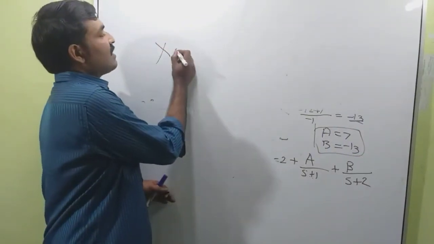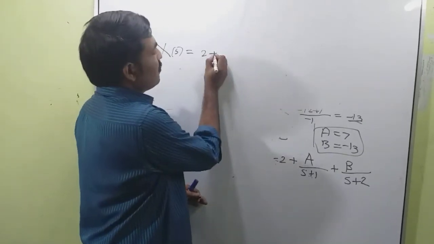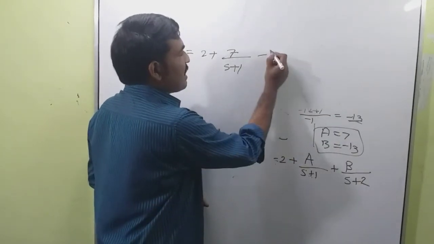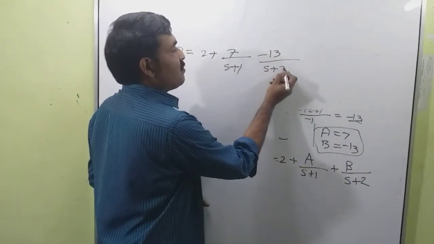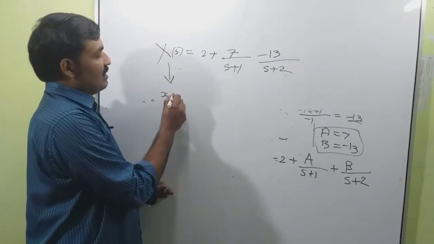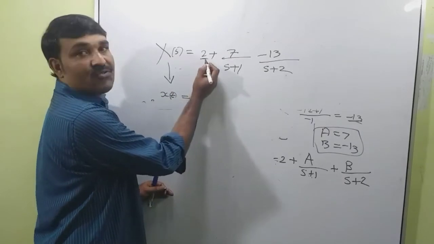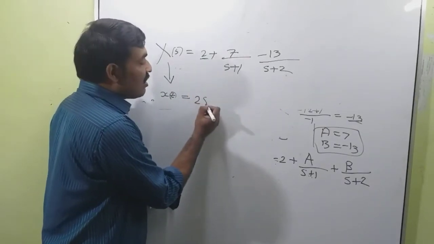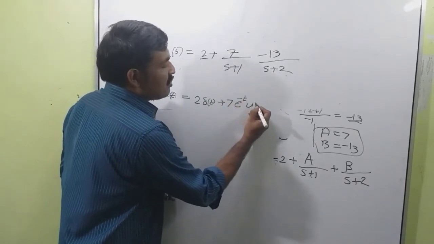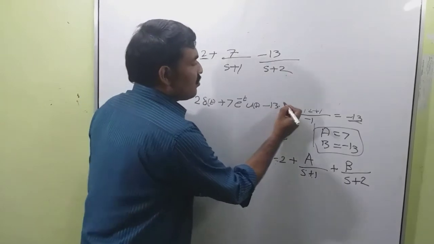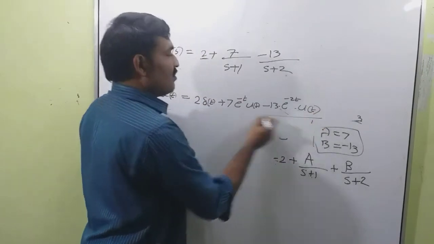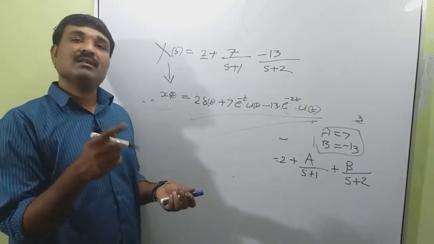We can write X(s) is equal to 2 plus A, which is 7, divided by s plus 1, and B is minus 13, that is minus 13 divided by s plus 2. Now take the inverse Laplace transform. This implies x(t) is equal to, the inverse Laplace transform of 2 is 2 times delta of t, plus 7 into e raised to minus t u of t, minus 13 into e raised to minus 2t into u of t. So this is the inverse Laplace transform of the signal.